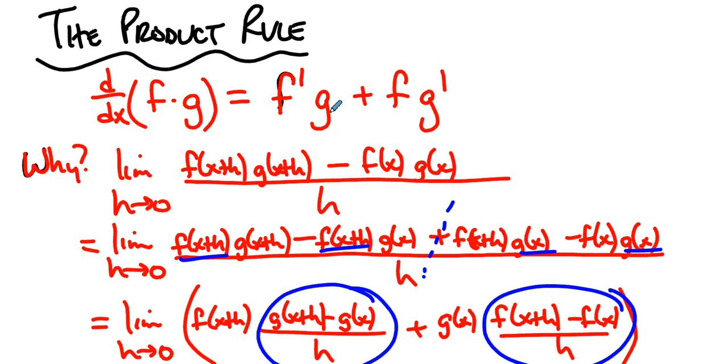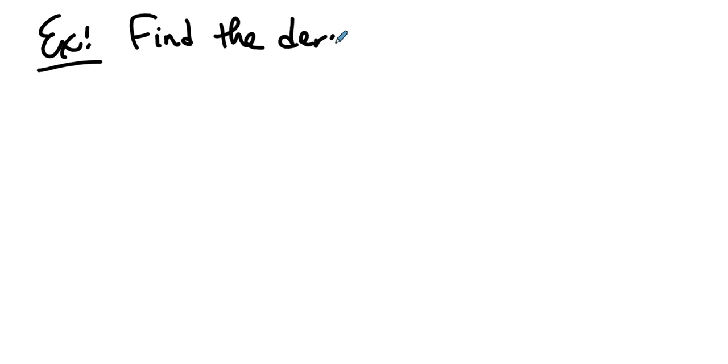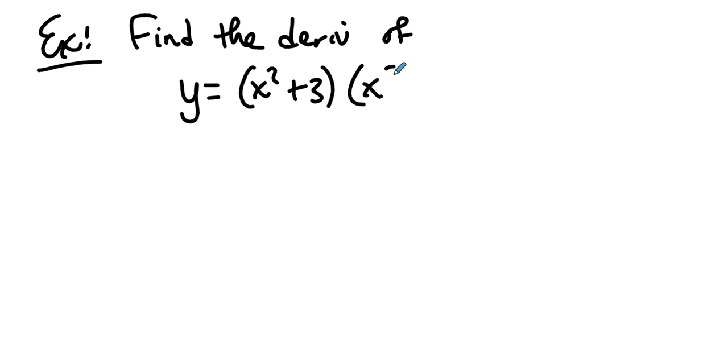The product rule is so much fun. It's 1 prime 2 plus 2 prime 1. And that's the rhythm. That's the way this goes. For example, find the derivative of y equals x squared plus 3 times x cubed plus 2. Can we do that? Sure we can. The product rule is so much fun.